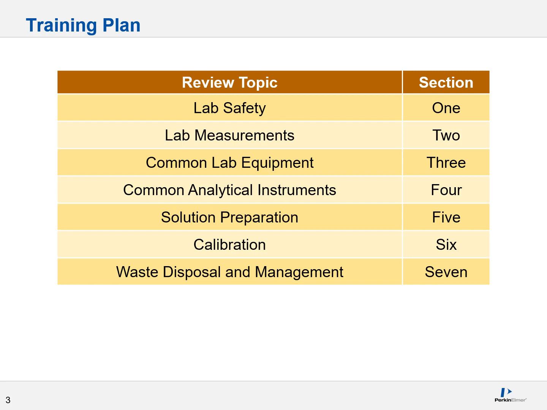In Section 4, we move on to common analytical instruments that you may encounter on a day-to-day basis in the lab. In Section 5, we discuss solution preparation, or as I like calling it, weighing, pipetting, and dispensing. Section 6 gives you an overview of common calibration parameters, what a calibration is, and what the limitations can be. Finally, in Section 7, we discuss waste disposal and management. With that, I encourage you to move on to Section 1, Lab Safety.